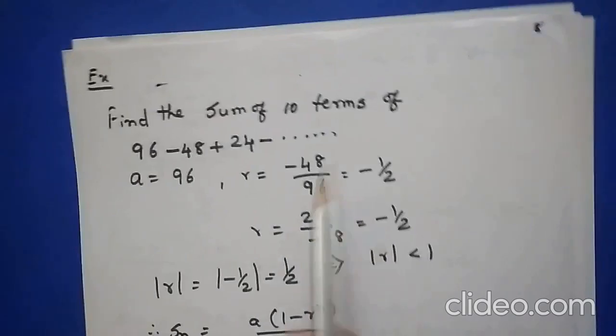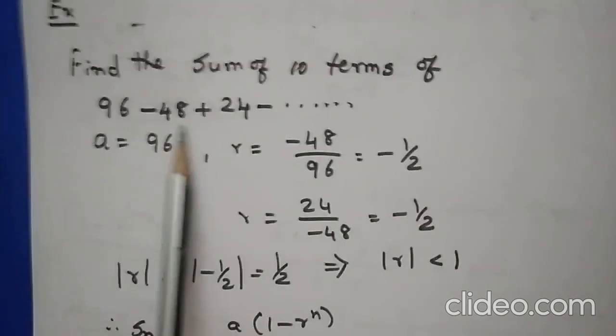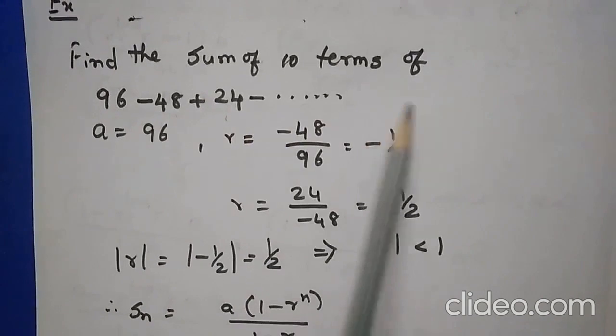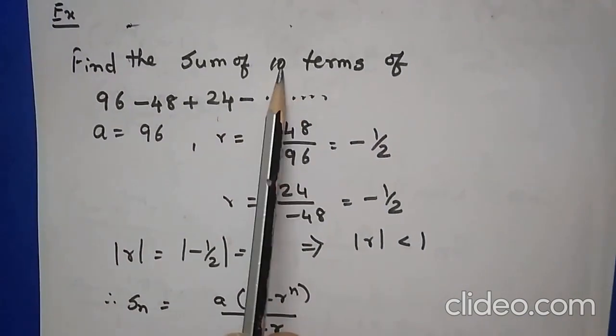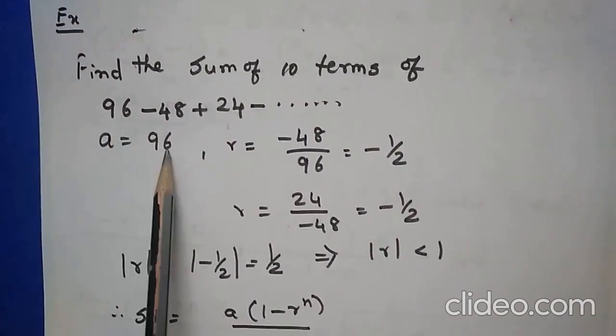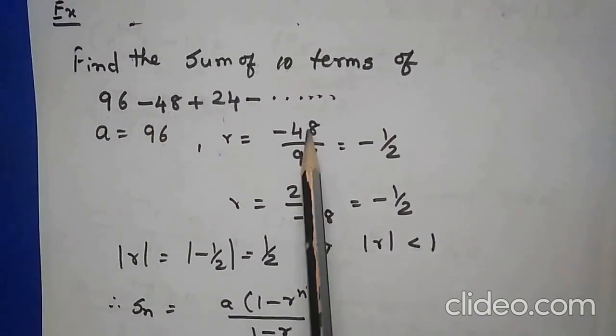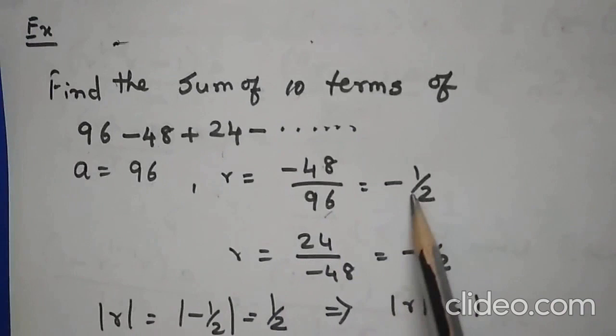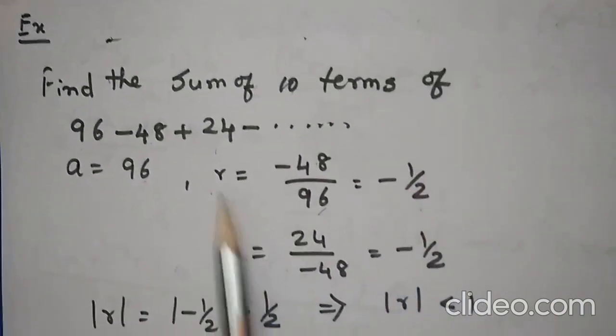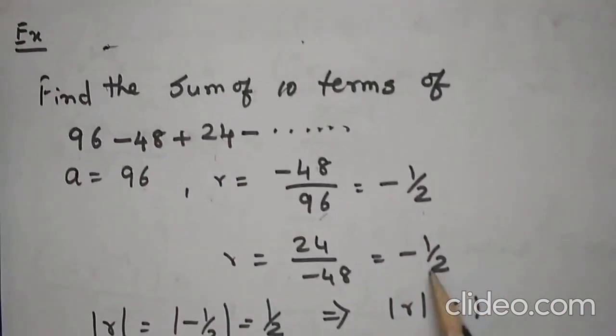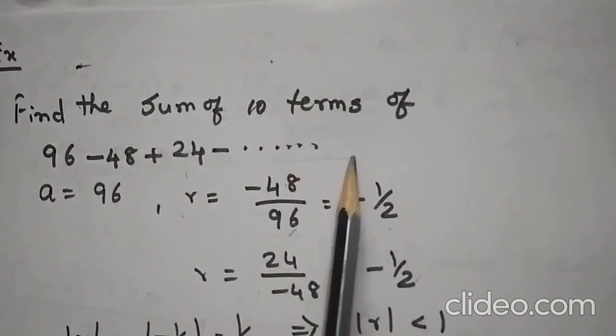Find the sum of 10 terms of 96 minus 48 plus 24 minus, etc. Now you are going to find the 10 terms. What is a here? The first term, 96. For r, second term by first term: minus 48 by 96 is equal to minus half. Even third term by second term you are getting minus half. So definitely it is a GP.